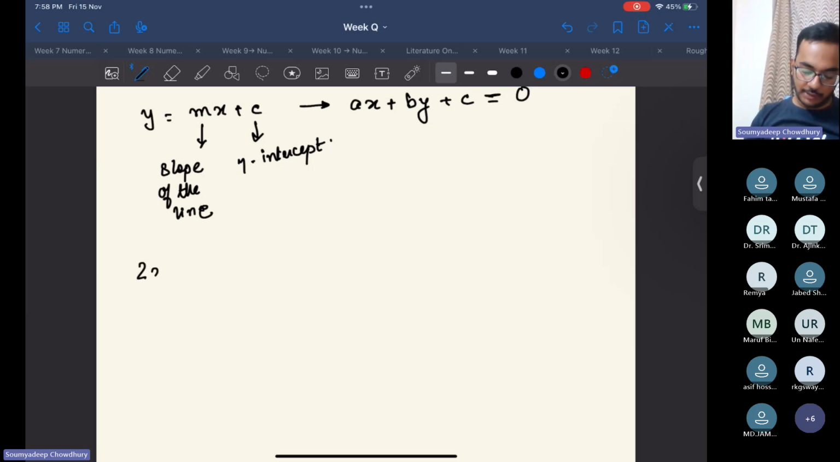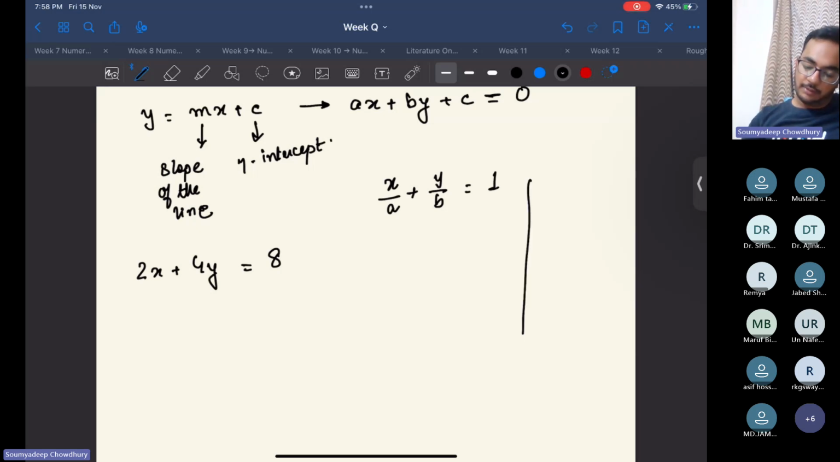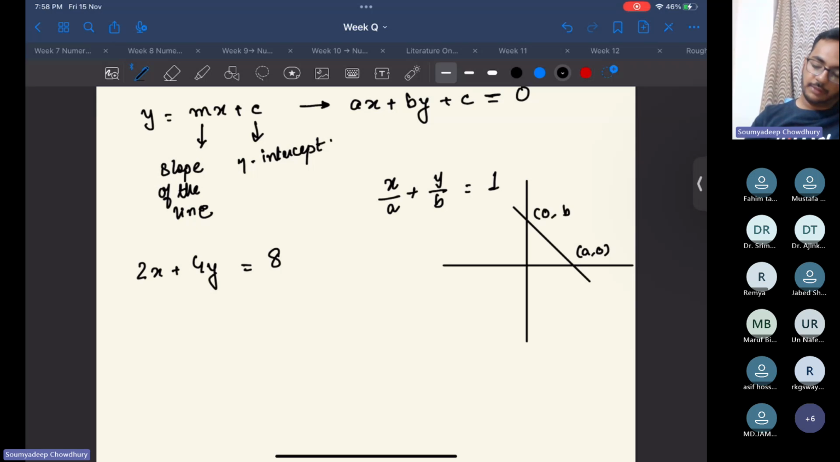Suppose you have an equation like this, 2x plus 4y equals 8. What I do is I always convert this equation into this form: x by a plus y by b equals 1. If I convert it into this form, then in this graph, this a and b will be my x and y intercepts. I can plot the line like this. It will pass through a comma 0 and 0 comma b.